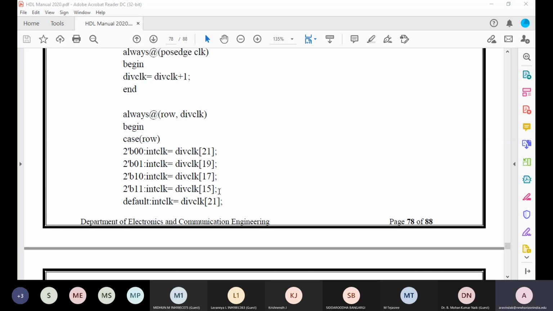That is how speed of the motor will be changed. Now div clock 15 is the fastest speed and div clock 21 corresponds to the slowest speed. Why are we not using below 15? Can anybody tell me why are we not using below 15? Any answer?